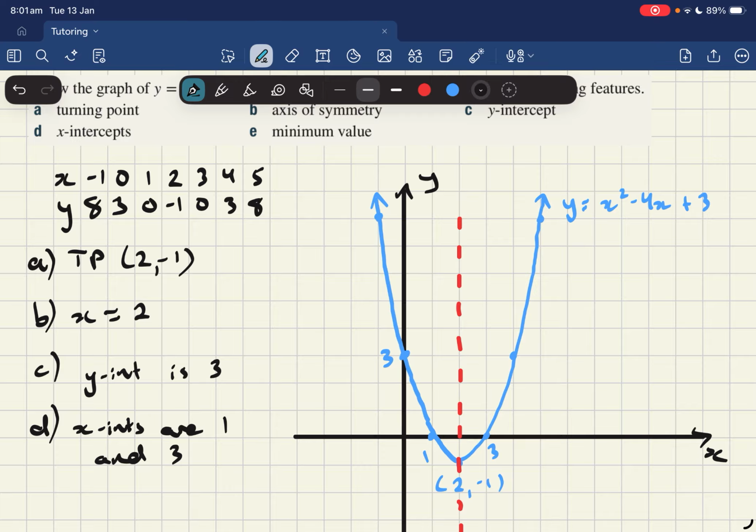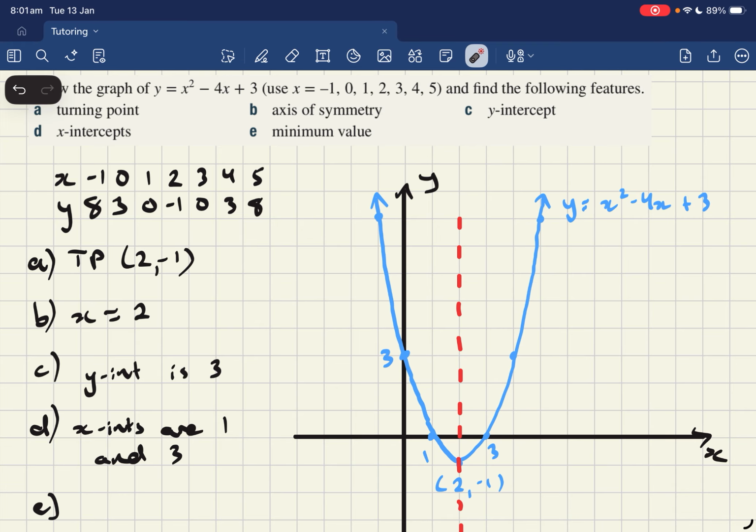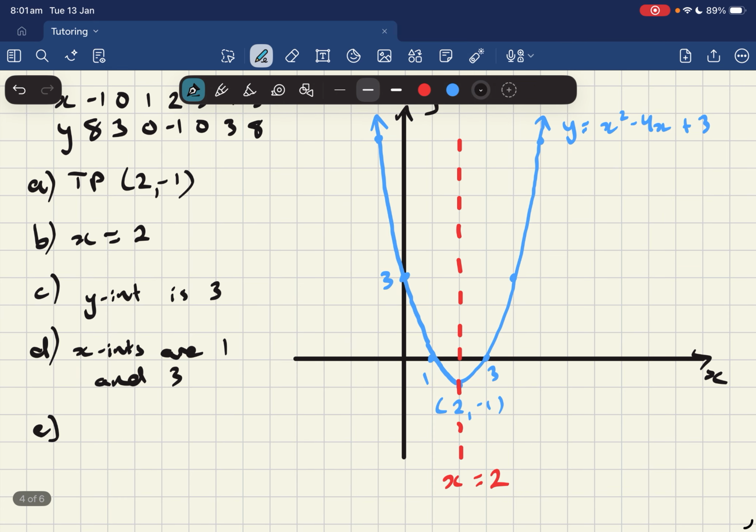Okay, and the last part is just asking for a minimum value. That's just asking what is the minimum y value? Essentially, what's the lowest possible the graph goes? So here, the minimum value will clearly be present in our minimum turning point. So we're looking for how low the graph goes. The minimum value is -1.